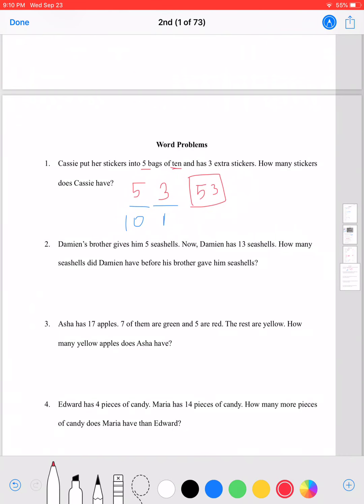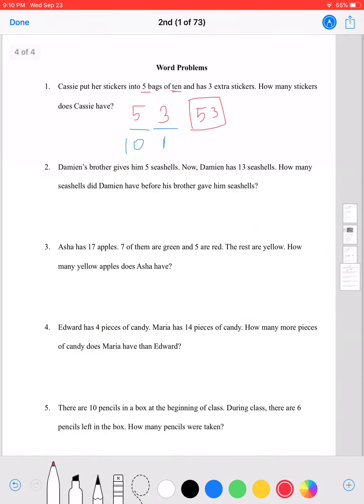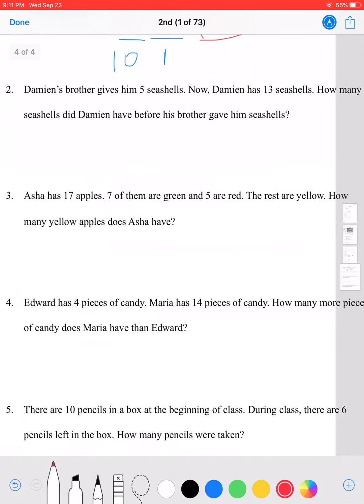Okay, now we'll go over number 4. Edward has 4 pieces of candy. Maria has 14 pieces of candy. How many more pieces of candy does Maria have than Edward? So we're trying to find the difference between the amount of candy Edward has and Maria has. So Maria has more candy, so we're going to put her number in front, 14. And to find the difference, we have to subtract. So we're going to subtract 4.